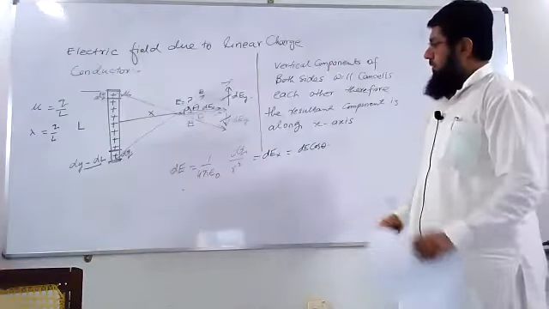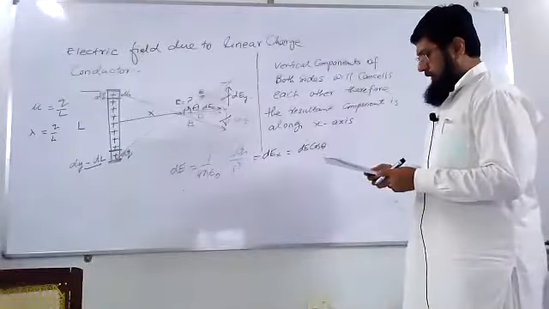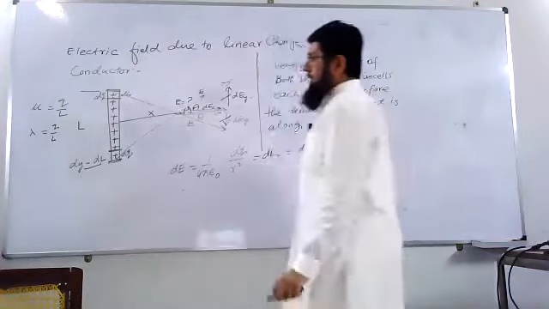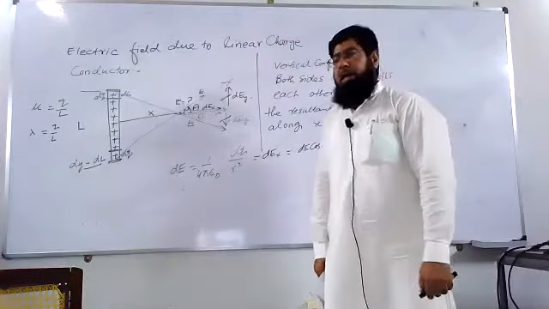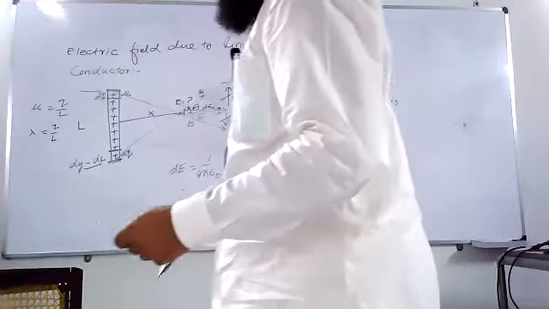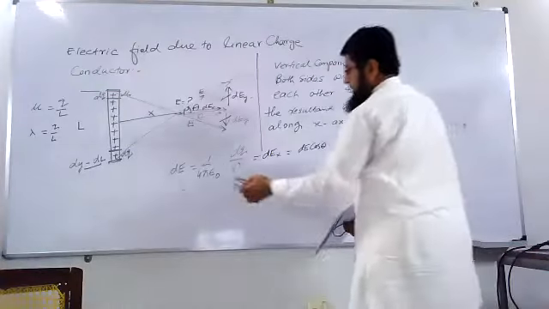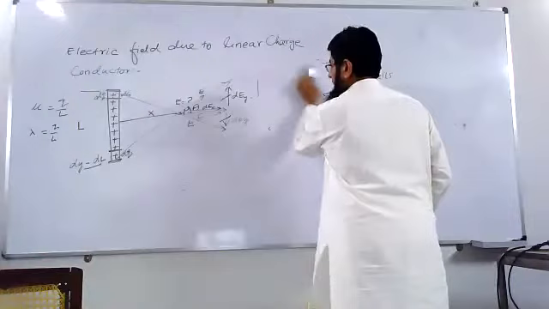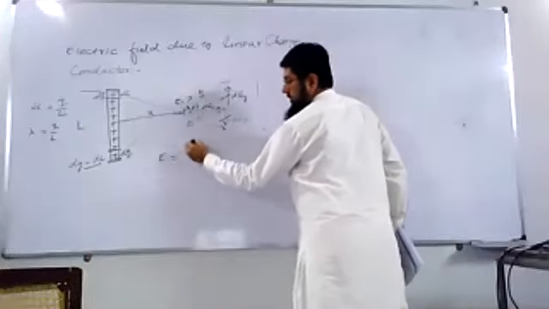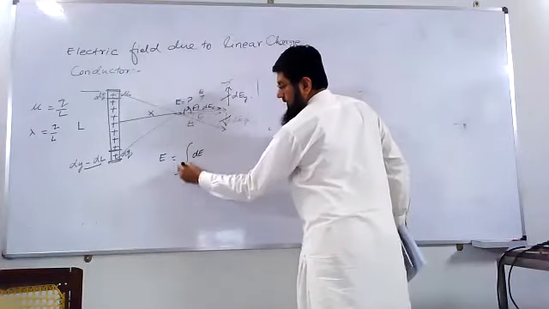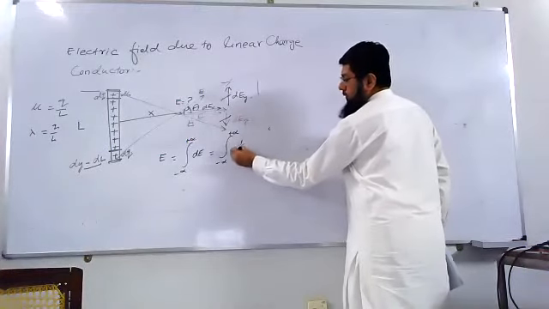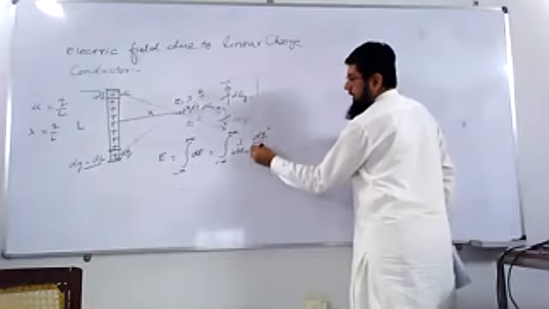Here, the total field can be found by integrating it. The integration is over the length. We have assumed that the total length of the wire is very, very long, and it varies from minus infinity to plus infinity. So the total E is equal to the integral over dE, from minus infinity to plus infinity, which is 1 over 4 pi epsilon naught dq upon r square.